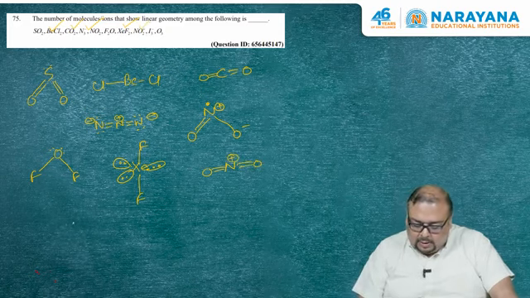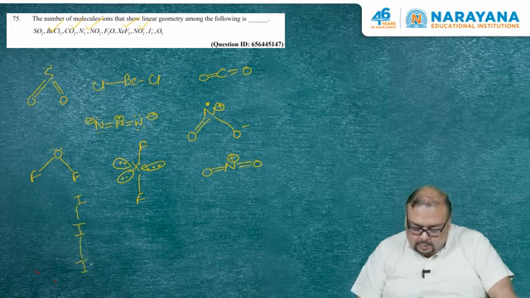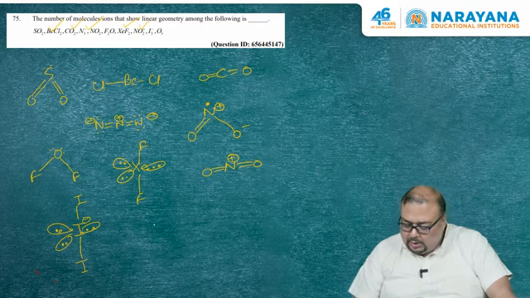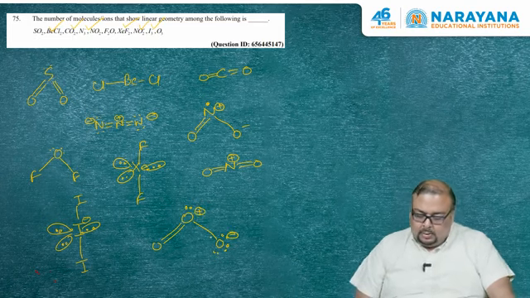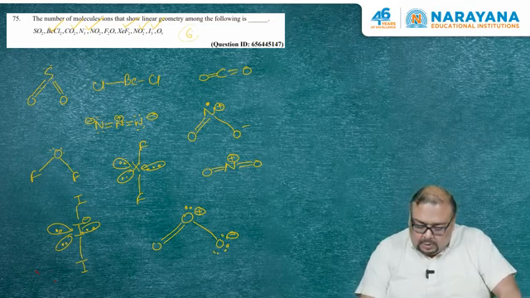I3 minus is just like XeF2. Okay, having three lone pairs in equatorial position, and the central atom hybridization is sp3d. Okay, so this is linear. Ozone is a bent molecule again because of this type of shape. The central atom is sp2 hybridized. So total 6 should be the answer.